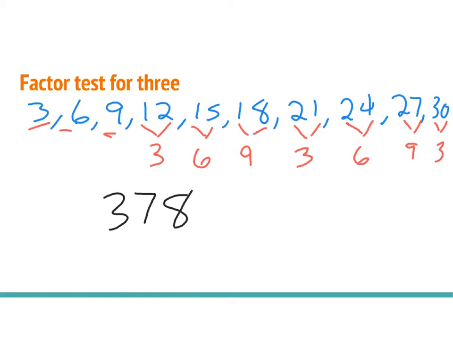So let's see if we can tell if this number has 3 as a factor. Well, 7 plus 3 is 10, plus 8 is 18. So all of these numbers adding together make 18. Yep, it's got 3 as a factor because this 18 is a multiple of 3. There it is right there.